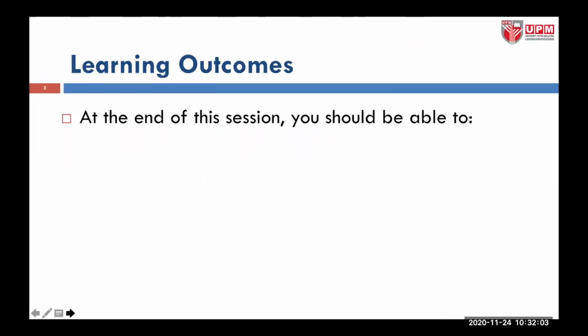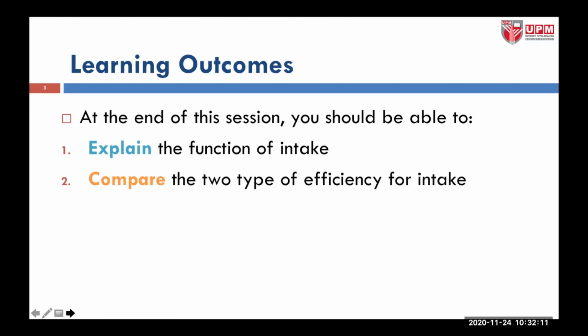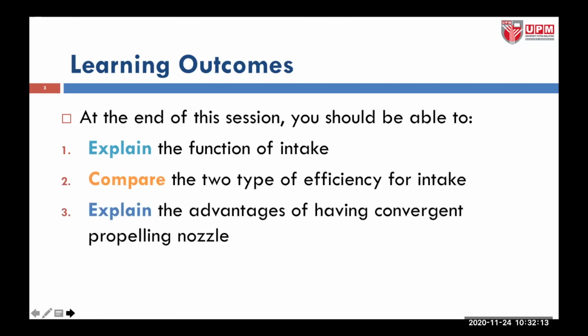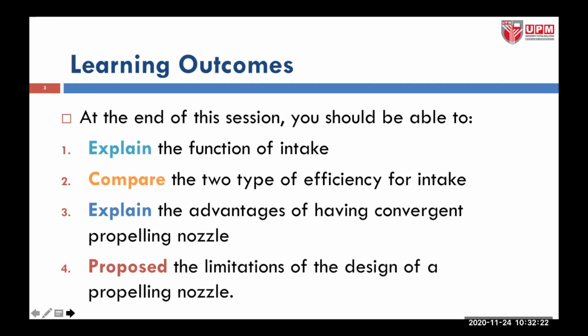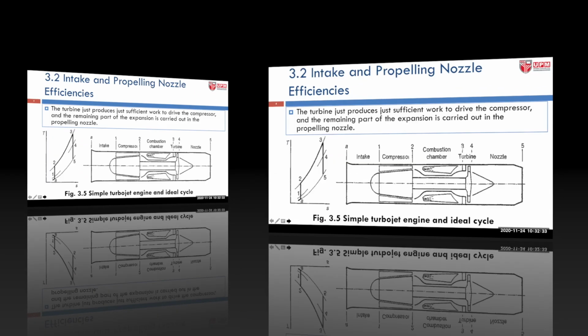At the end of this session, you should be able to explain the function of an intake, also known as an inlet, compare the two types of efficiency for intake, explain the advantages of having a convergent propelling nozzle, and finally propose the limitations of the design of a propelling nozzle. So there are 4 learning outcomes that you need to pay attention to.